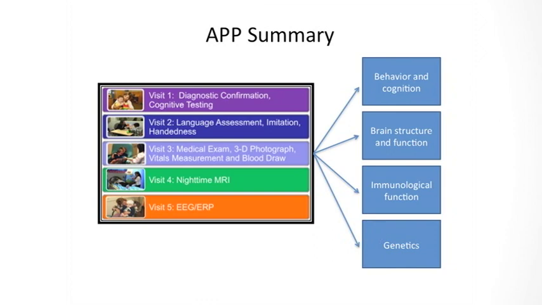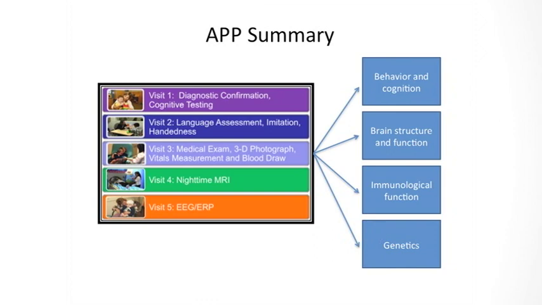So they get a battery of diagnostic confirmation, cognitive testing, language assessment, and then Kathy is actually directing the medical component of this study, where we do a medical exam, we collect medical histories on all of these children, and the blood draw part. From the blood, we get information about immunological function as well as genetics. And then the nighttime MRI is where I come in, where we're getting structural and functional MRI scans in these children to look at their brain structure and function.